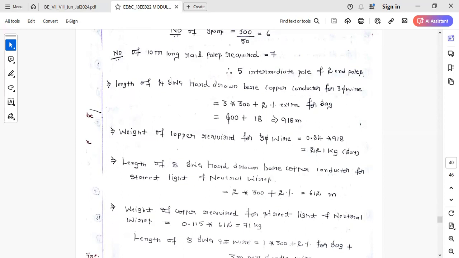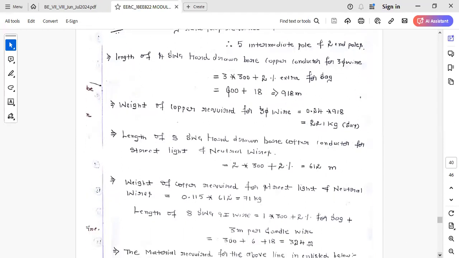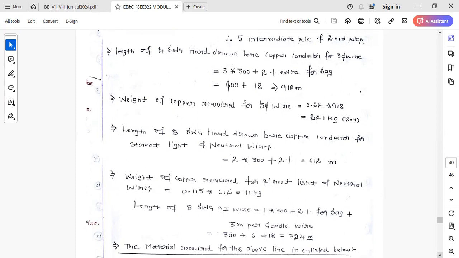The weight of the copper conductor, how should we calculate it? Total length of the neutral wire and street light wire, we have calculated their weight. Copper conductor RYB 3 phase is 221 kg. How much should we calculate for the neutral and street light wire? We calculate 0.115 into 612 is equal to 71 kg. Okay, 612 meter has come, 1 meter is 0.115 kg. So when we multiply the total, we are going to get 71 kg.